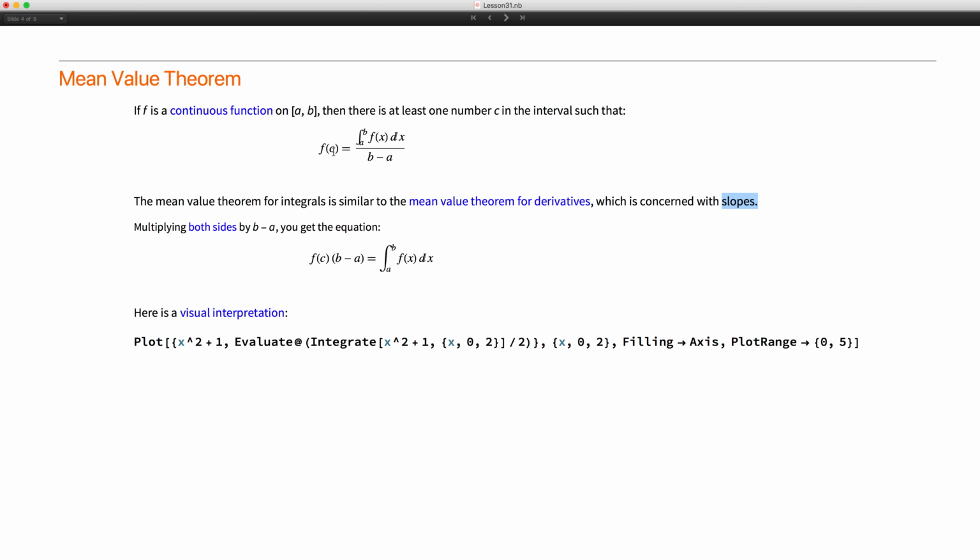So if you multiply both sides by b minus a, what you get on the left-hand side is just the area of a rectangle with height f of c and length b minus a, and the right-hand side is the integral. So here is a visual interpretation of the whole thing. Let's say this is your curve, and now you have the area under the curve, and that's a rectangle. Now there's a bit of area that's common over here, and then a bit over here which only belongs to the rectangle, and a bit that only belongs to the curve. And what we're saying is that the area of this rectangle is equal to the area under the curve.